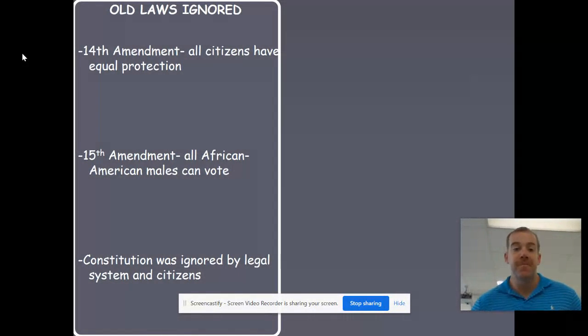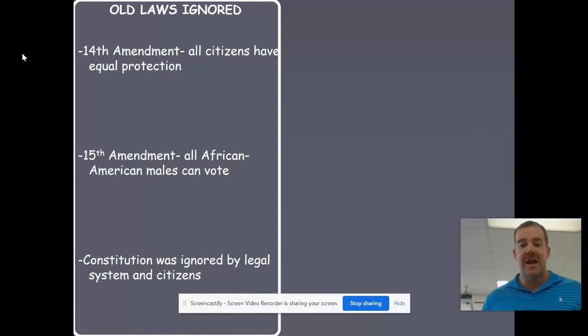So let's get into it. Old laws. This is what the whole Brown versus Board assignment was about. Remember that the 14th Amendment says that all citizens have equal protection, no matter if you're tall, really athletic, have a nice mustache, and wear polo shirts, or you don't. We're all protected with that 14th Amendment. The 15th Amendment says that the right to vote shall not be discriminated upon on the basis of race.